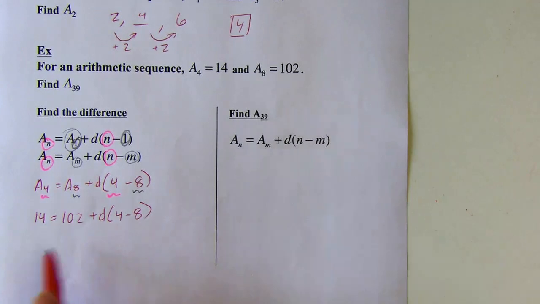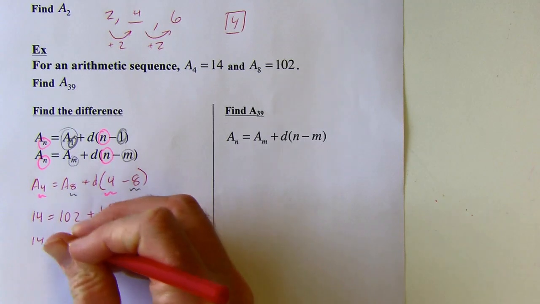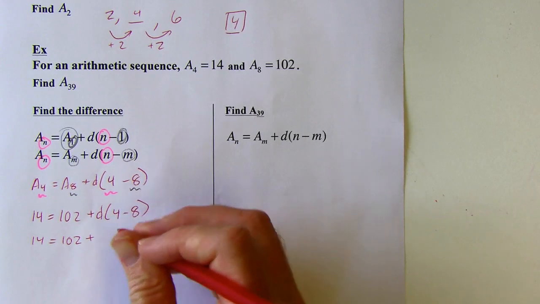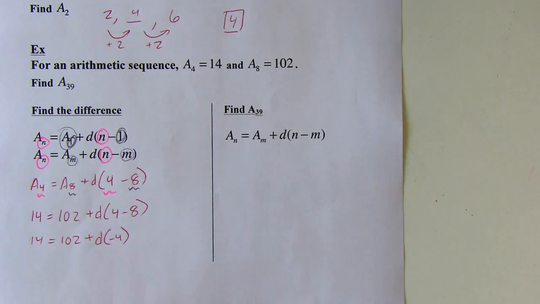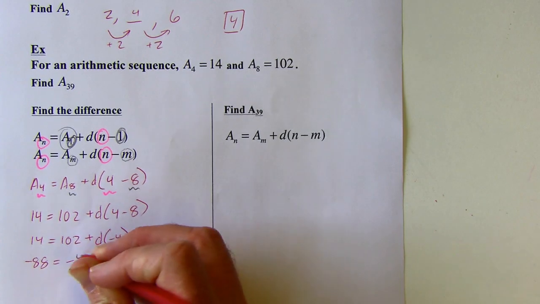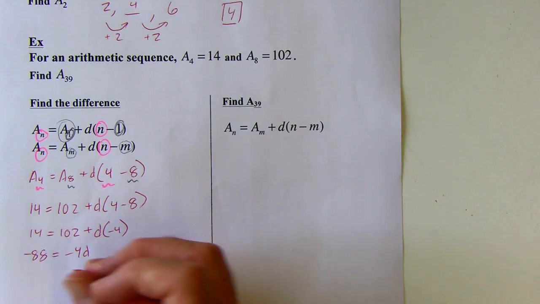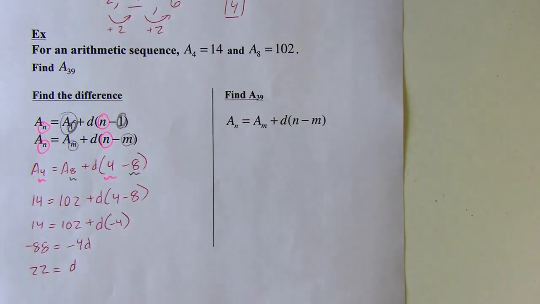Okay, so my goal here is to find the difference, so I'm going to start simplifying. This would be negative 4 in the parentheses, okay? So I'm isolating D. I'm going to subtract 102, and that's going to give me negative 88 equals negative 4D. I just simplified that. That's negative 4D, and I'll divide by negative 4, and then D is going to come out to 22, okay? All right, so that's great.